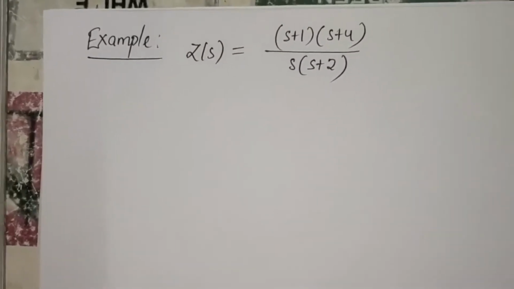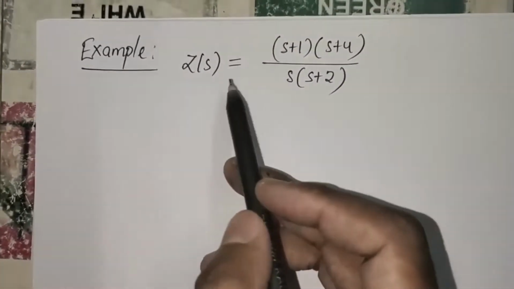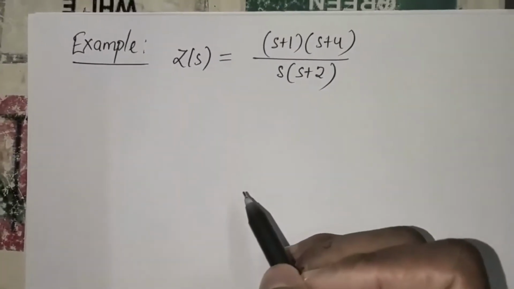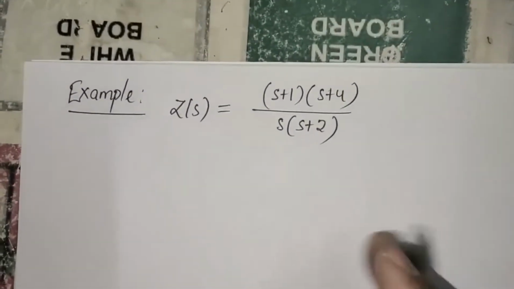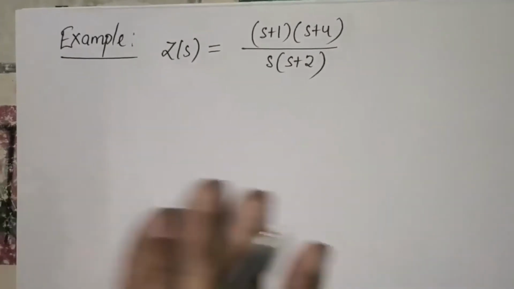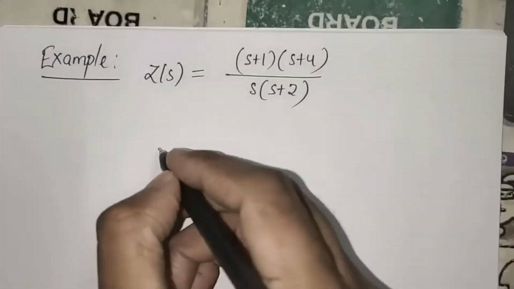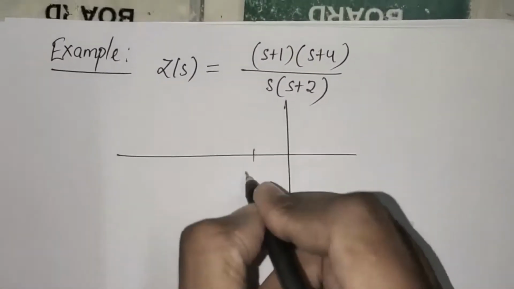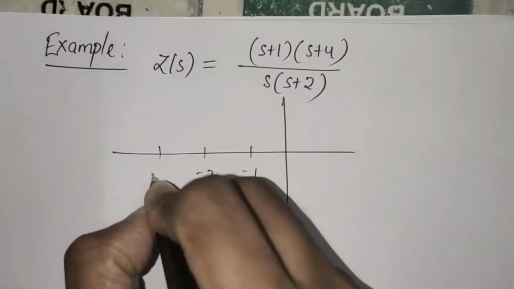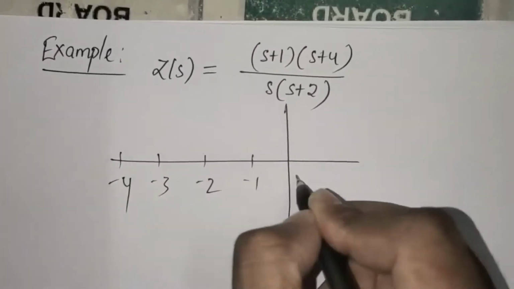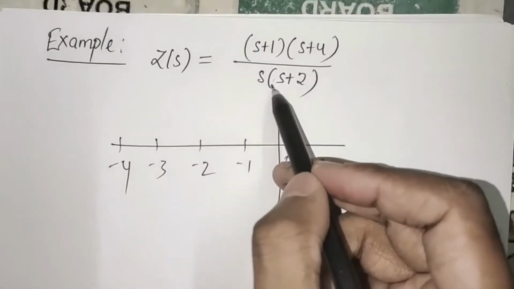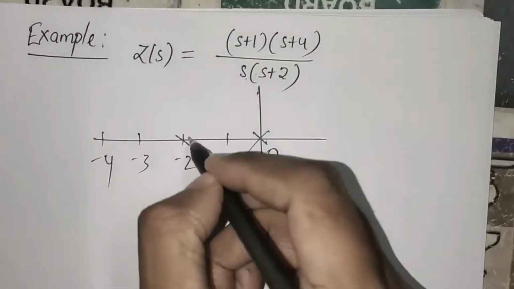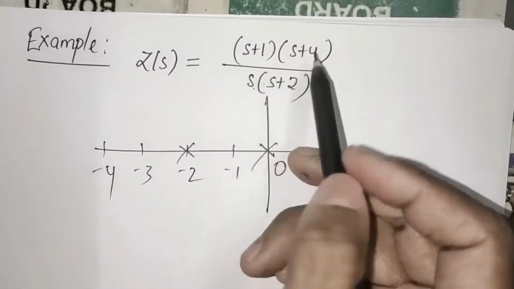So let us consider an example. Z of s is equal to (s plus 1) into (s plus 4) divided by s into (s plus 2). So first let us check whether this is an RC impedance function. So I draw a pole zero plot. +1, -2, -3 and -4 and origin. So we have a pole at 0 and -2. We have a zero at -1 and -4.